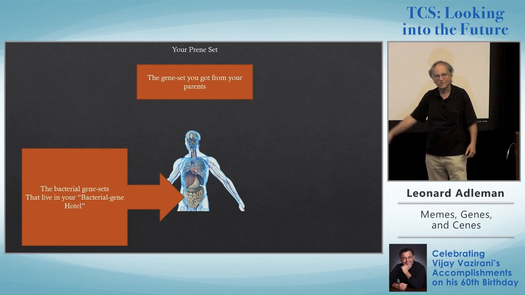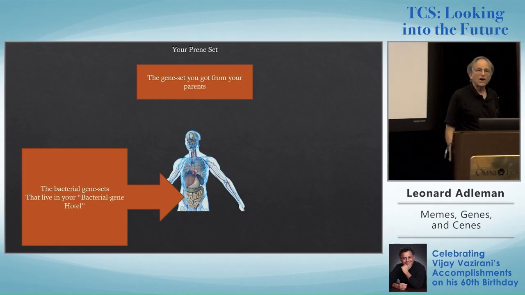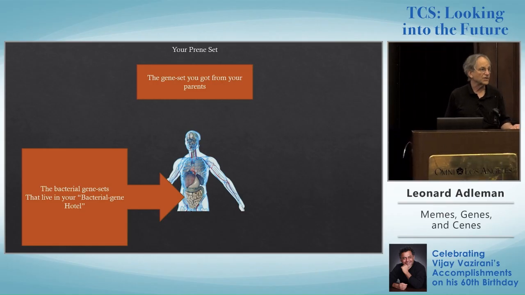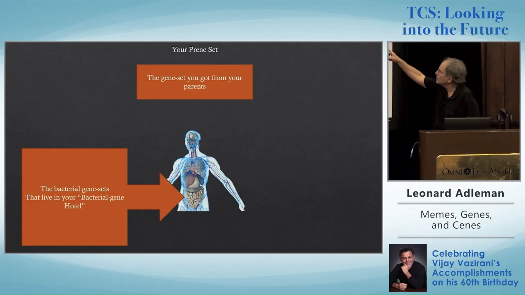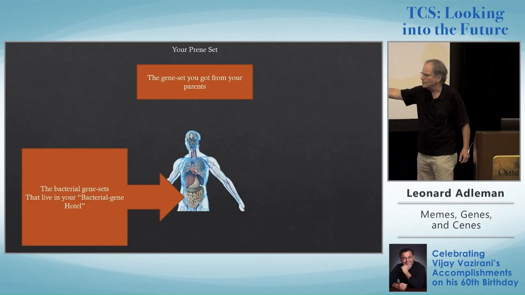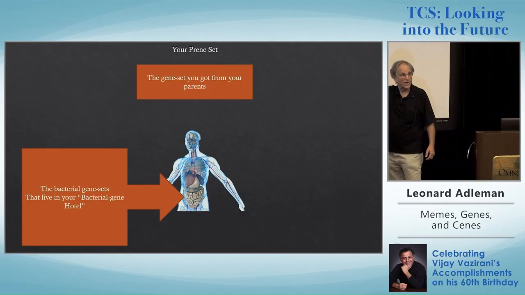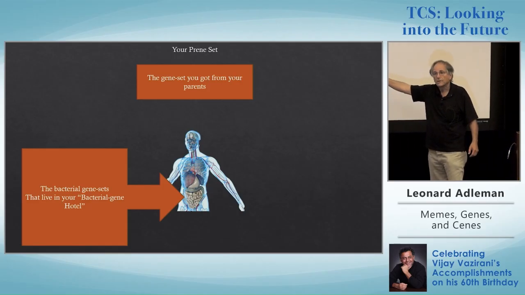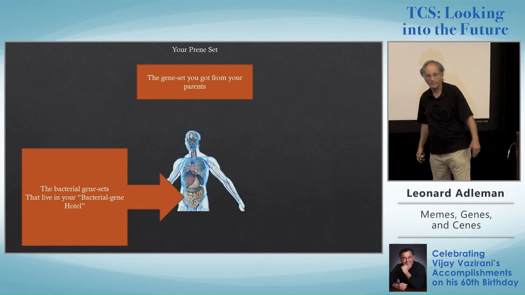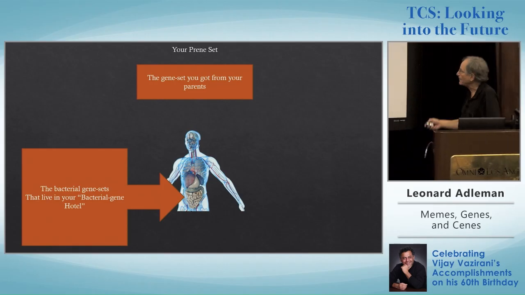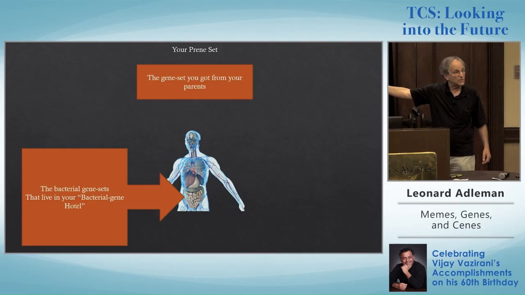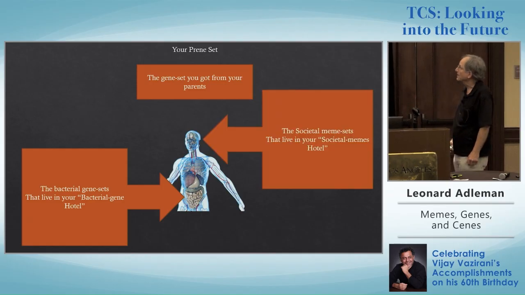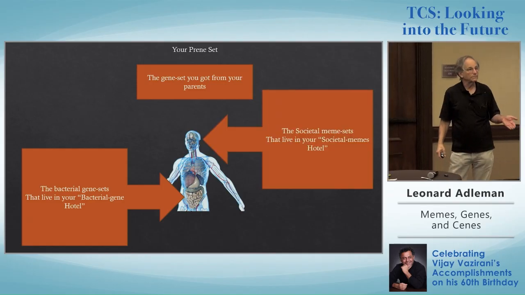And current estimates I've read are you may have 10,000 different species of bacteria in your gut. So your gene set, for its own reasons, has decided to surrender some control of you to these bacteria you pick up after you're born. It also built a memes hotel. And that's, of course, your brain.